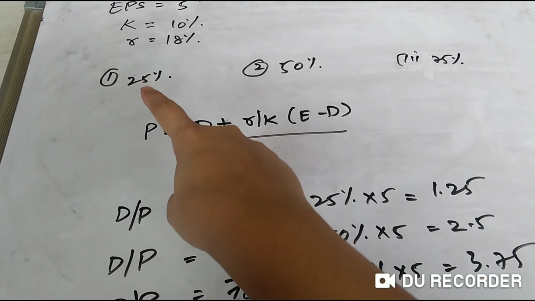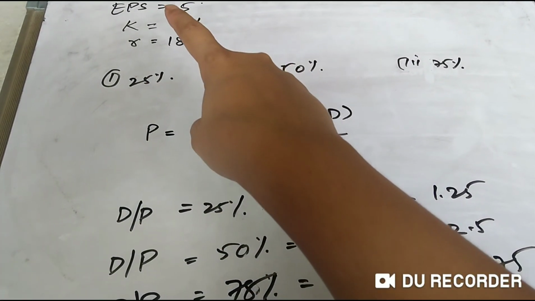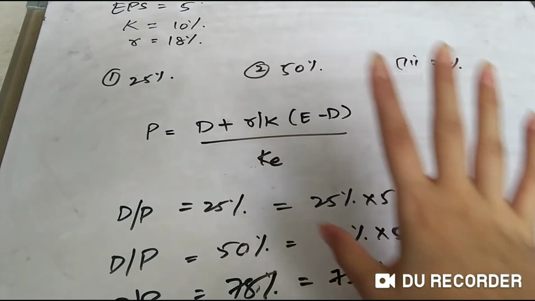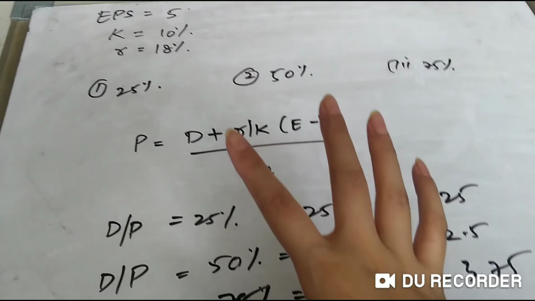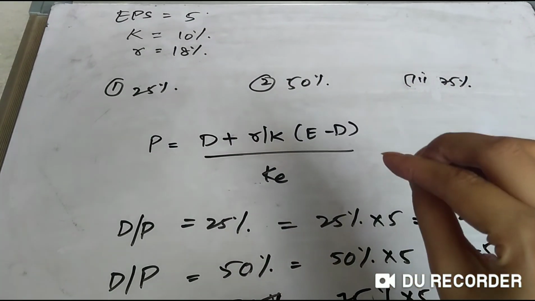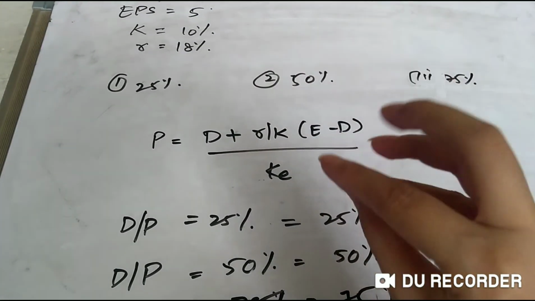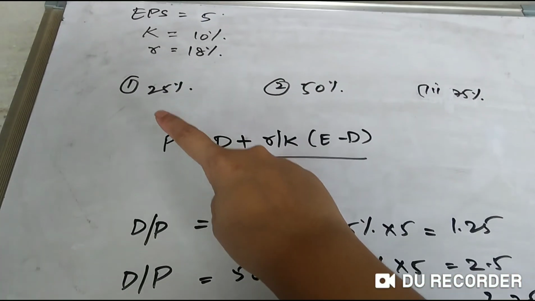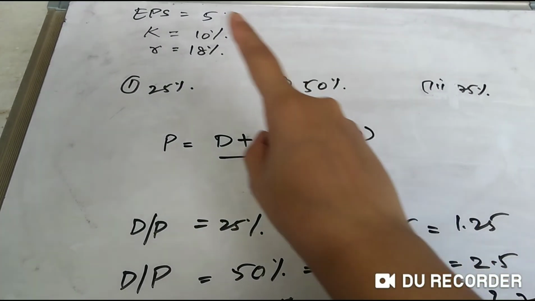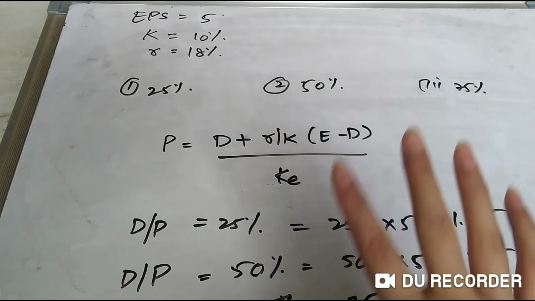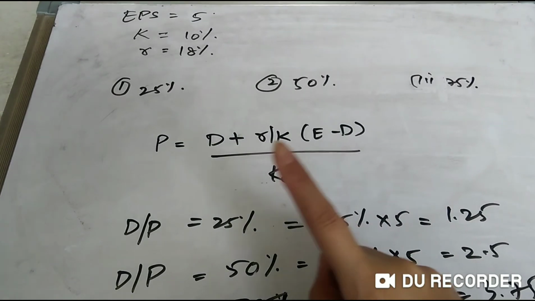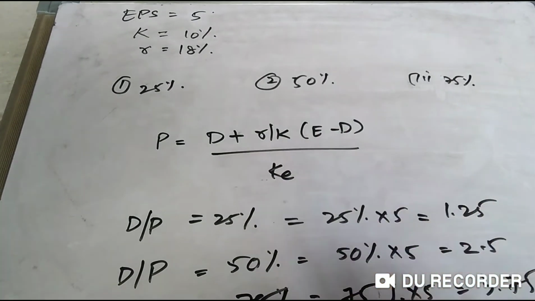Dividend, here you will be calculating 25% of your E, that is earnings per share, 50% of E and 75% of E. Why does it become your dividend? See, very simple. Earnings per share they are expecting is 5 rupees. Out of that, if you say you will pay 25%, it becomes your D, that is your dividend. 50% of 5 becomes your dividend, 75% of 5 becomes your dividend. Divided by KE, it is already given, that is 10%. I already told you, you can assign it to be K or KE.